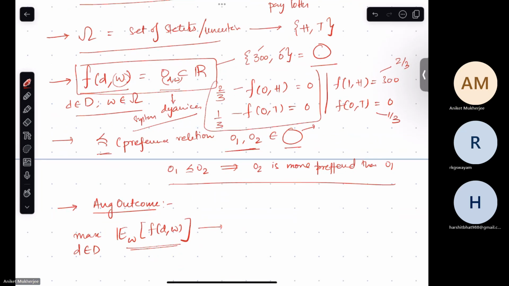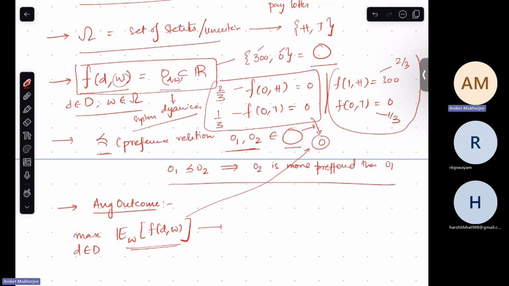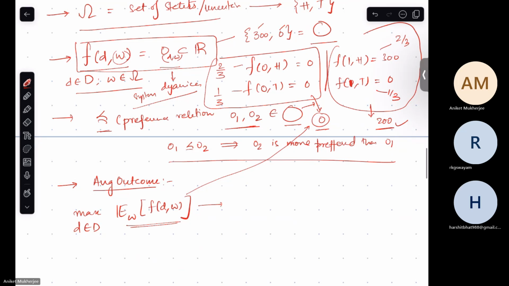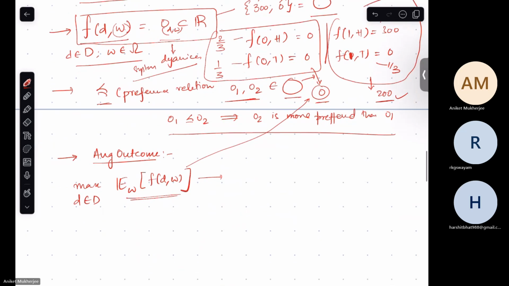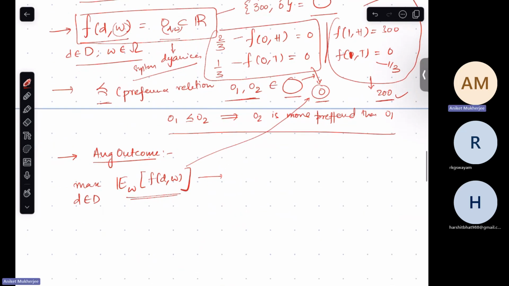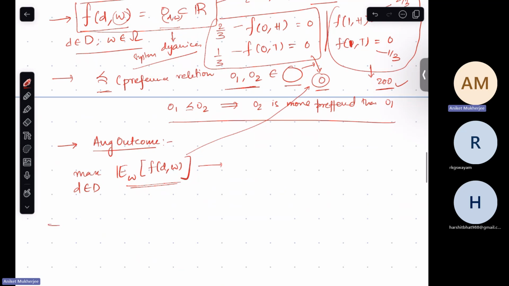For the decision 0, you will get an expected value of 0. For the action 1, the expected value would be 200. So obviously this is greater than this. So you would say, okay, I would choose the action where I take this. I hope this is clear. This is one of the things we could do.